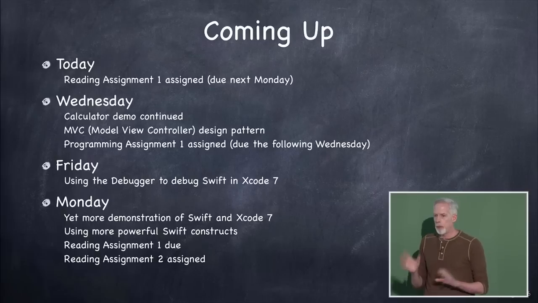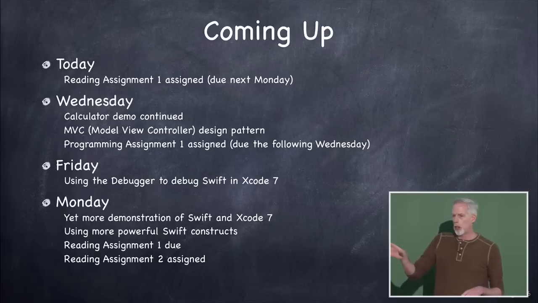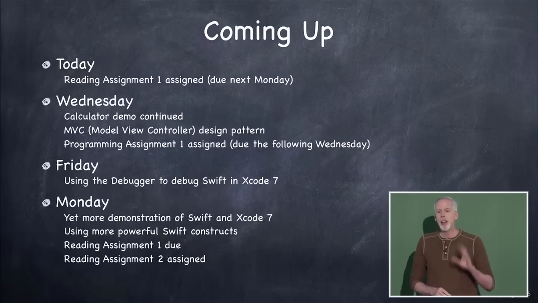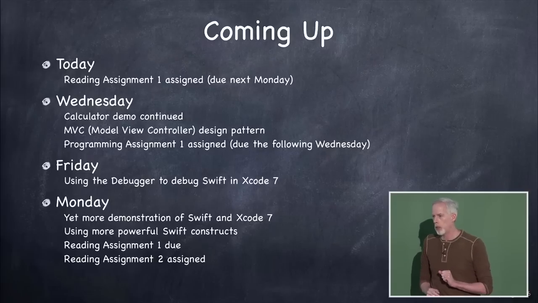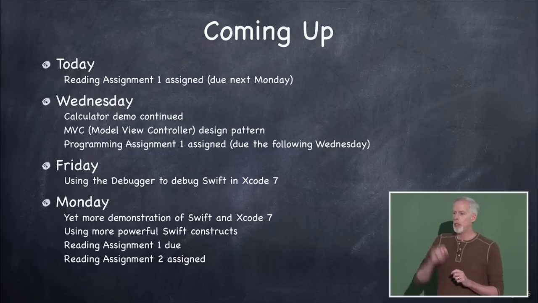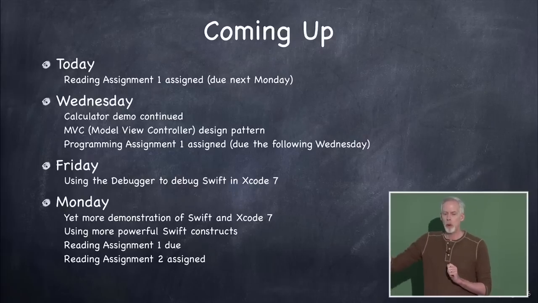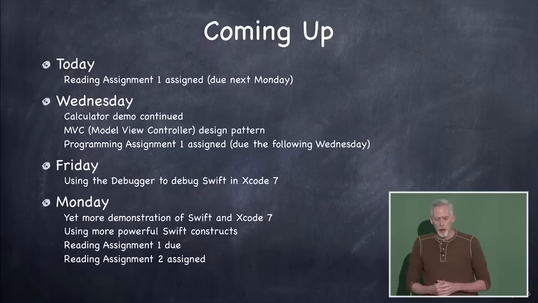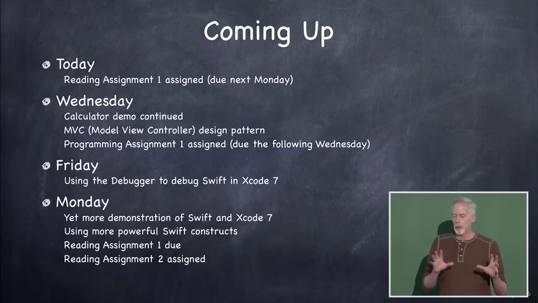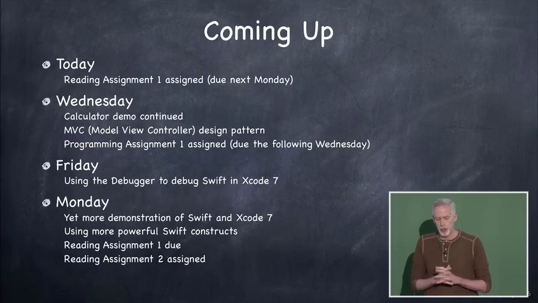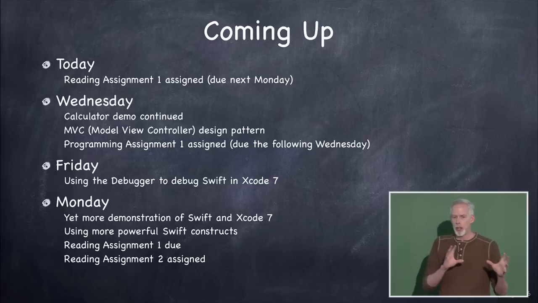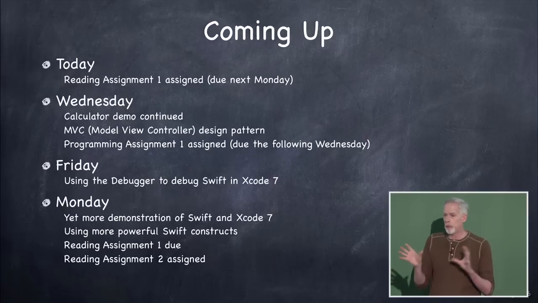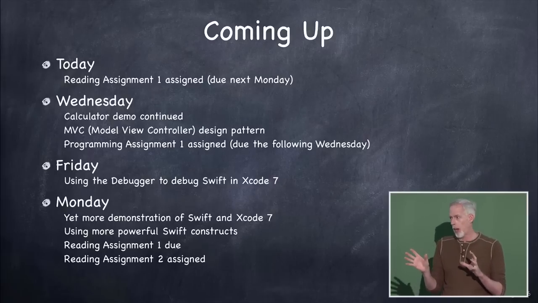On Wednesday, I'm going to continue the demo that I'm doing today. I'm going to talk about MVC, as I said, and then programming assignment number 1 will go out. That's going to be due 1 week later, before lecture the next Wednesday. On Friday, we have an optional section, room and time to be determined, probably around 1 o'clock. I'm not sure where. Sometimes we'll have these sections, sometimes not, and it's optional. You don't have to show up if you don't want to, but it's going to be pretty valuable information.